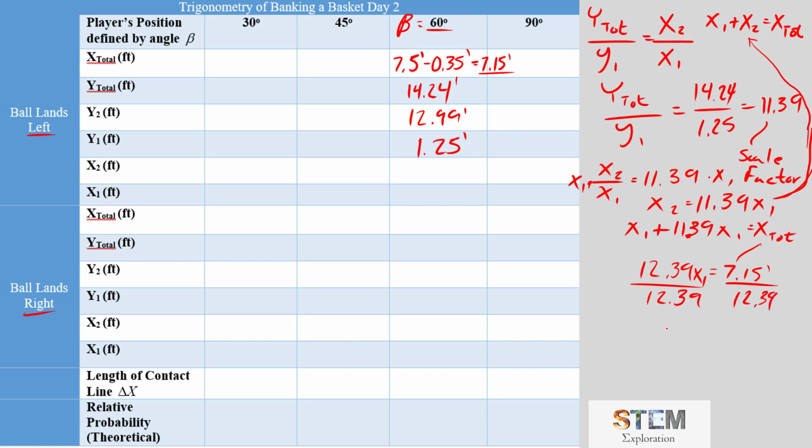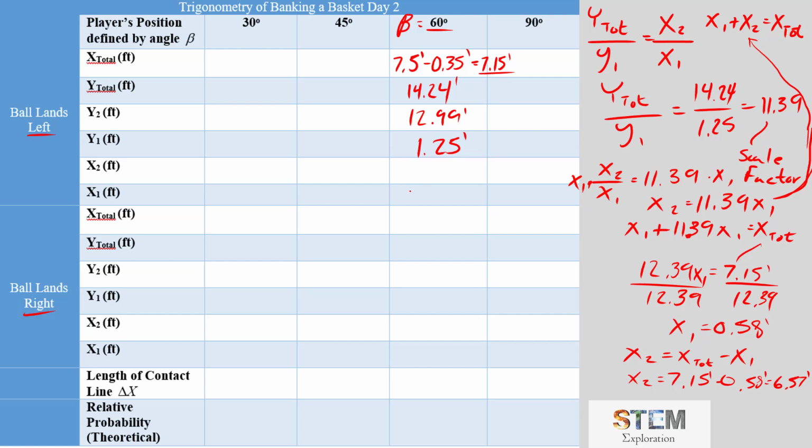And what we should get is that x1 is equal to 0.58 feet. And if we want to find x2, all we need to do is subtract x1 from both sides. So you get x2 is equal to x total minus x1. And this hopefully is fairly simple and straightforward. You just have 7.15 minus 0.58, and what you should get is 6.57 feet.